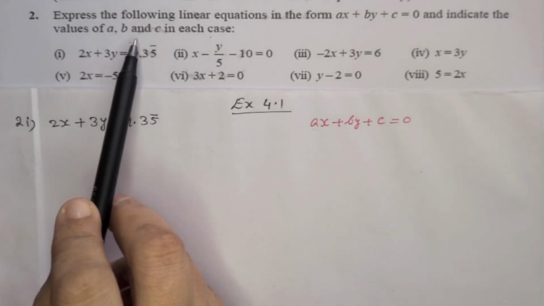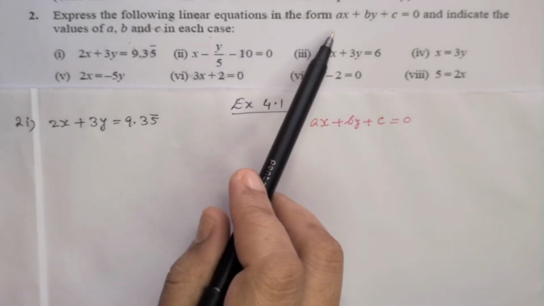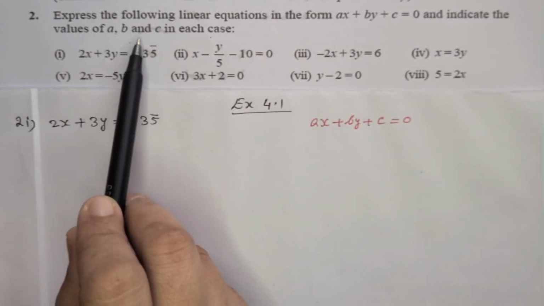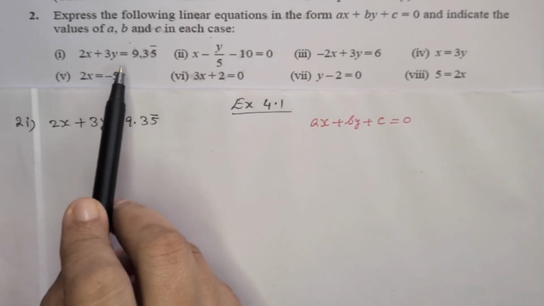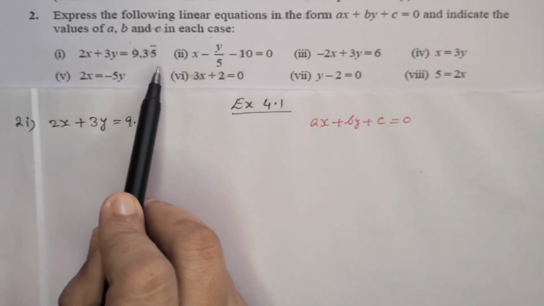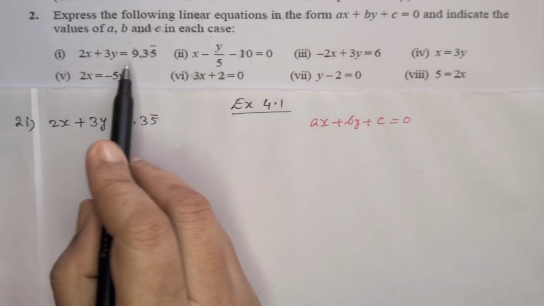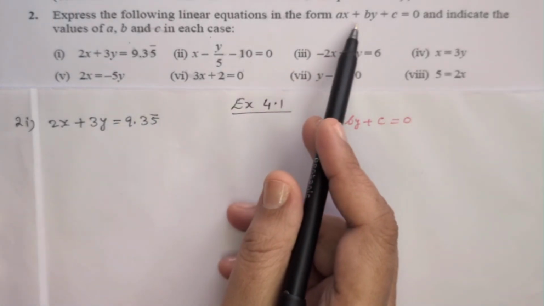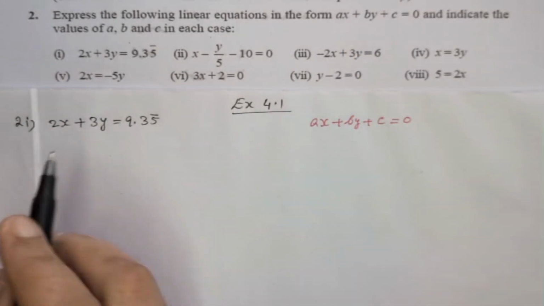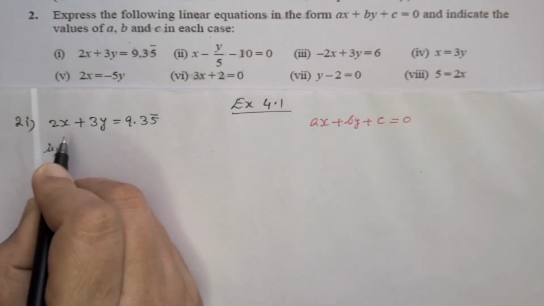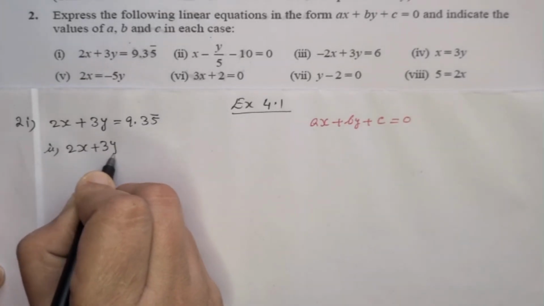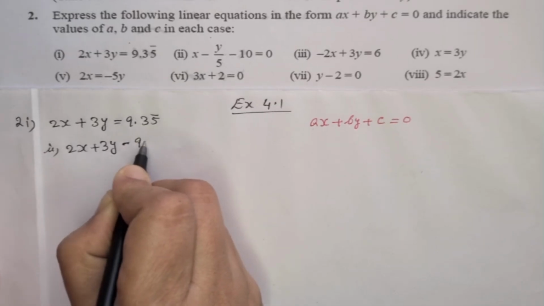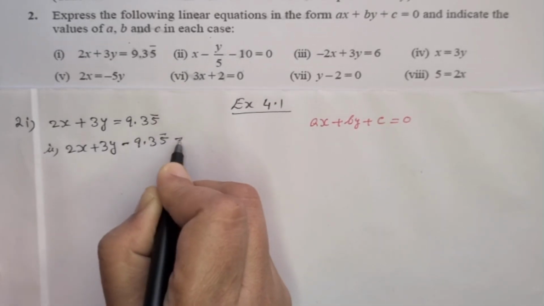Second question: express the following linear equations in the form ax plus by plus c is equal to 0 and indicate the values a, b, c in each case. First one, 2x plus 3y is equal to 9.35 bar. This term we have to convert to the left side to make it in the given form ax plus by plus c is equal to 0. For that, we can rewrite this as 2x plus 3y, and when we are moving from the right side to the left side, it will become negative 9.35 bar is equal to 0.